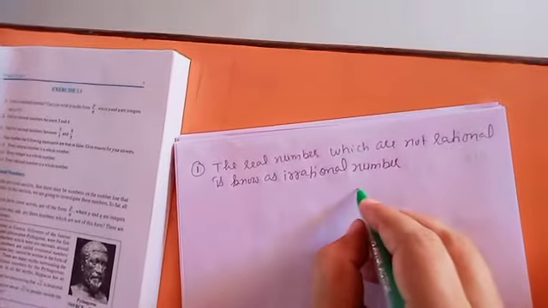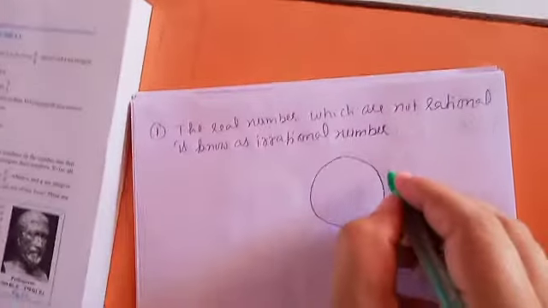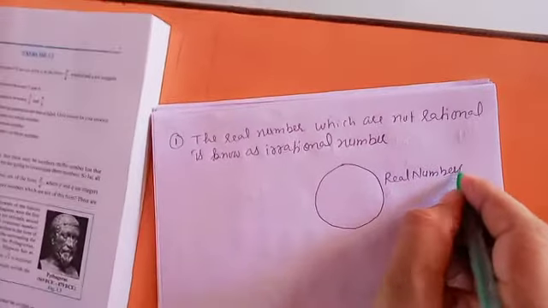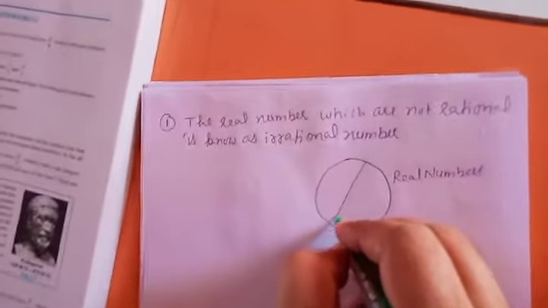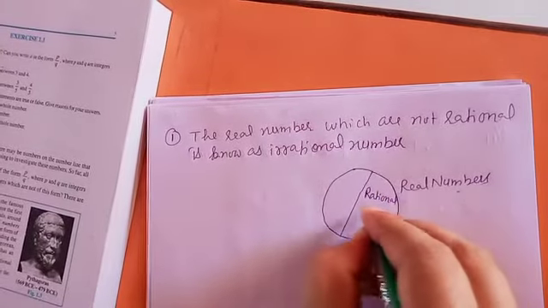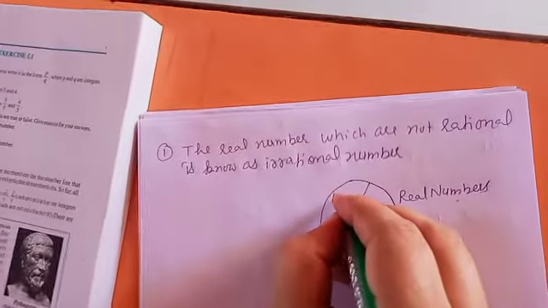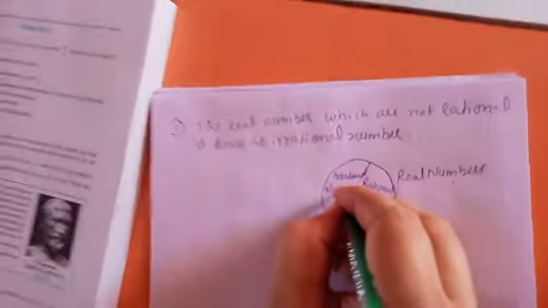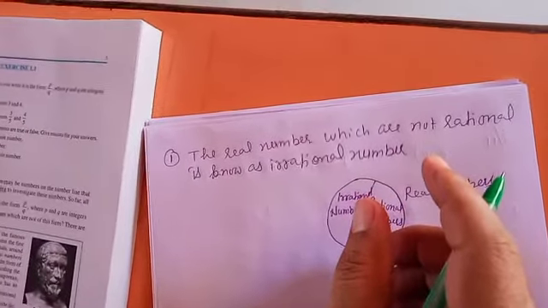Understood? If this is a bag, a full bag of real numbers, all real numbers contained in it, then this contains two types of numbers. One is rational numbers, and second is irrational numbers. So you can say that real numbers which are not rational are known as irrational.